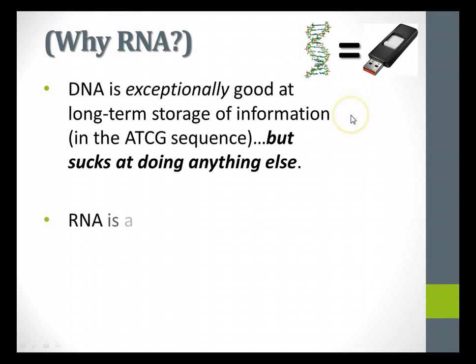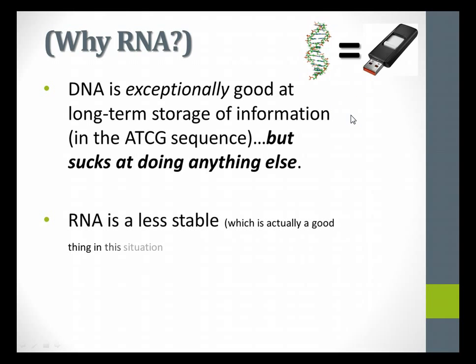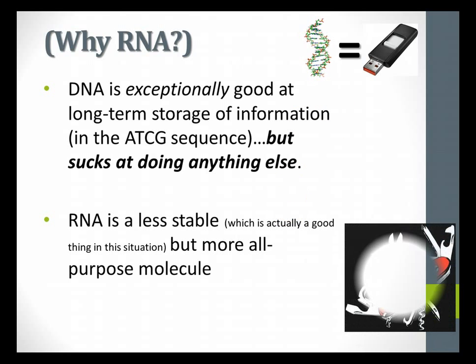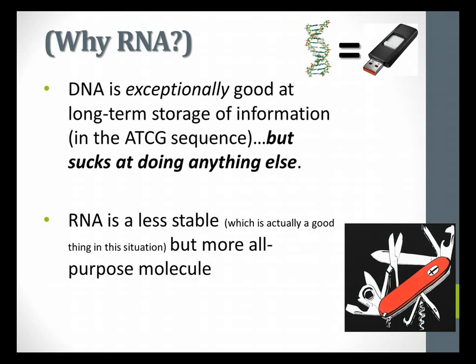So you need a molecule like RNA. RNA is a less stable molecule, which is actually good in this situation, but we won't go into that. But it's a more all-purpose molecule. Think of it as like a Swiss Army knife. It's the quintessential jack of all trades, master of none. RNA is good at lots of things. It's not great at anything compared to where DNA is exceptionally good at information storage.